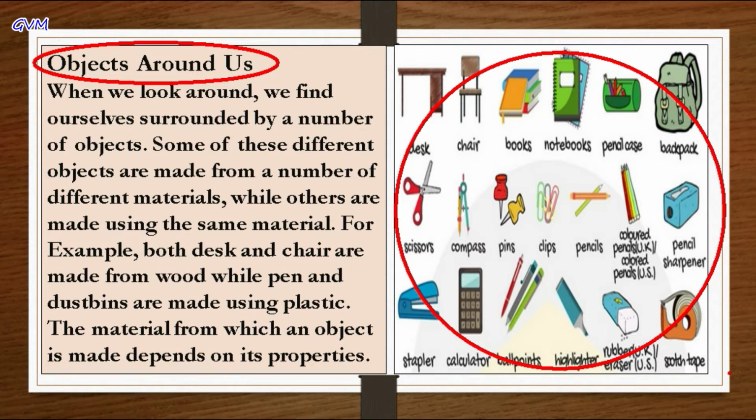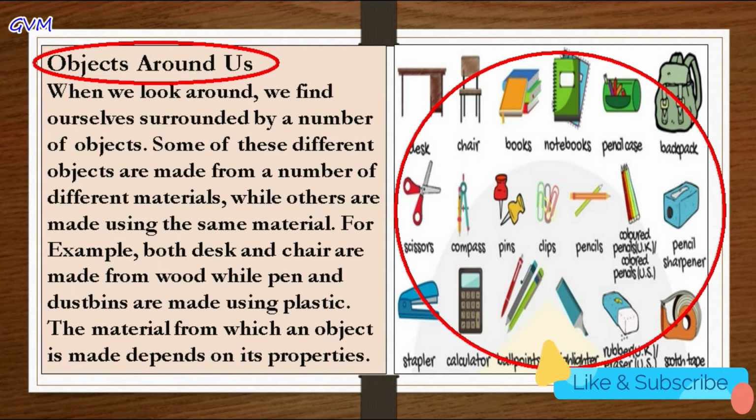Now, if we wish to make a group of objects that are made of plastic, then we will categorize basically clips, pencil sharpener, pencil case in that category. Now, students, similarly, if we make another group of objects that are made from wood, then we may find a desk, chair, pencil, colored pencils, etc. in that category.